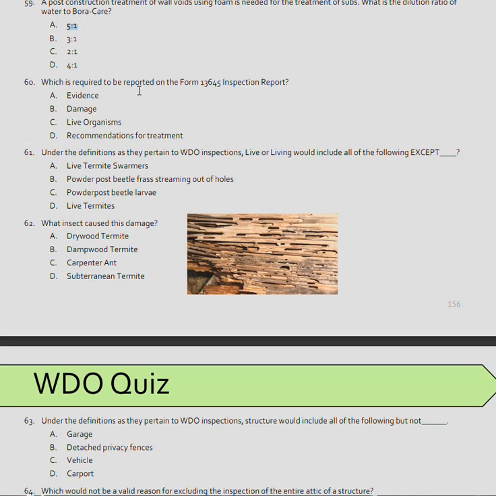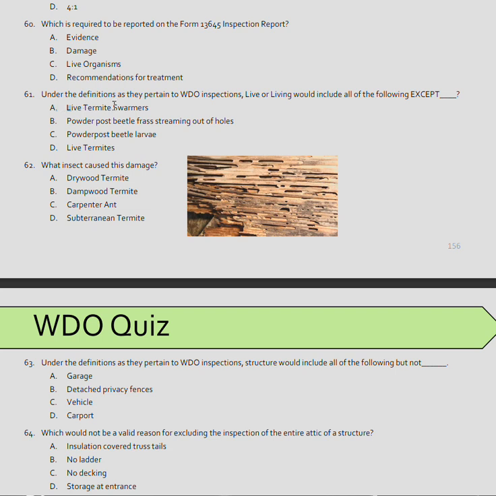Which is required to report on the Form 13645 inspection report? The answer is evidence, damage, and live organisms. Under the definition as pertains to WDO inspections, live or living wood is included in all the following except powder post beetle frass streaming out of holes.